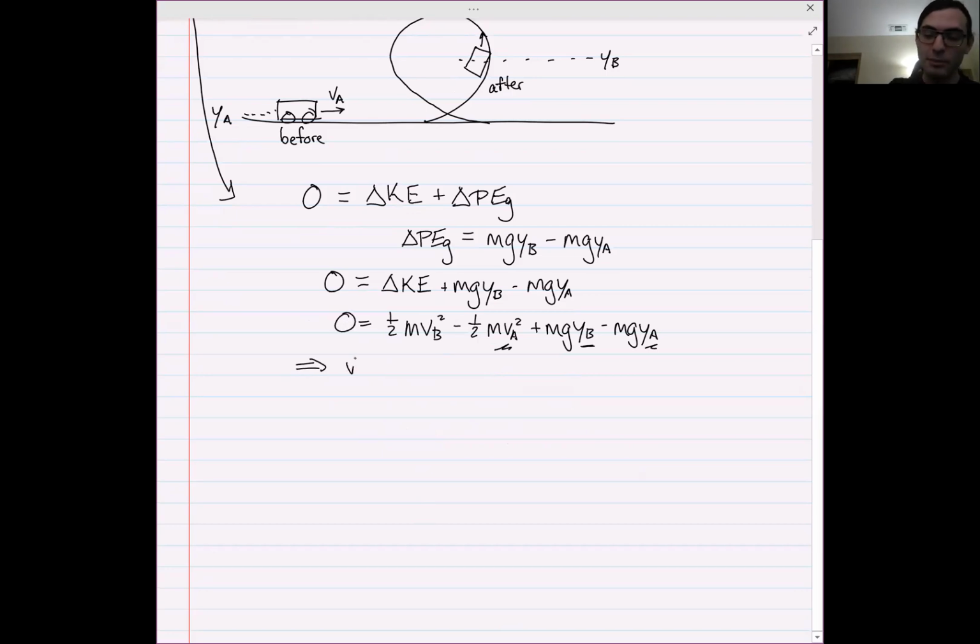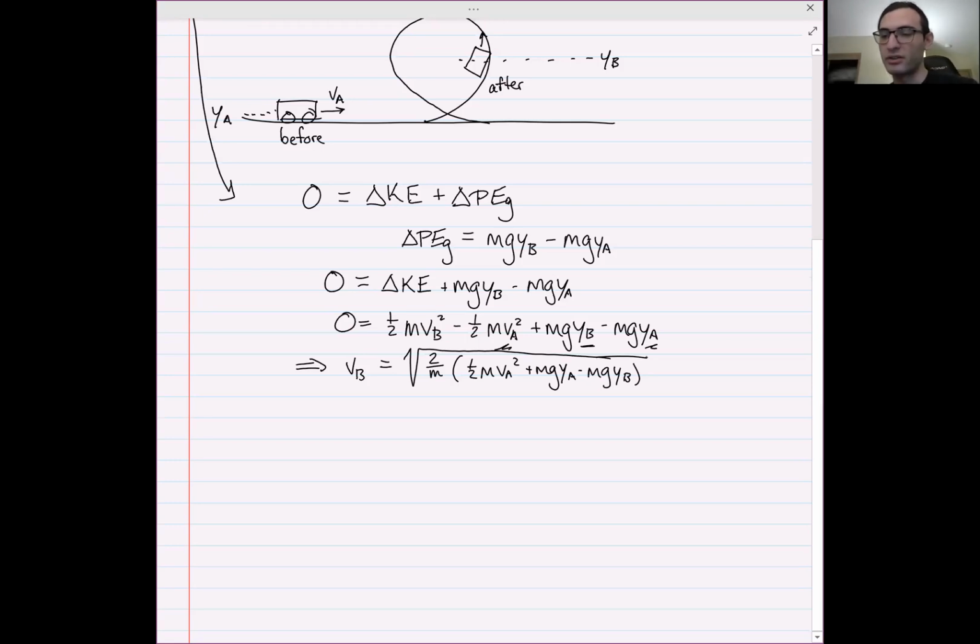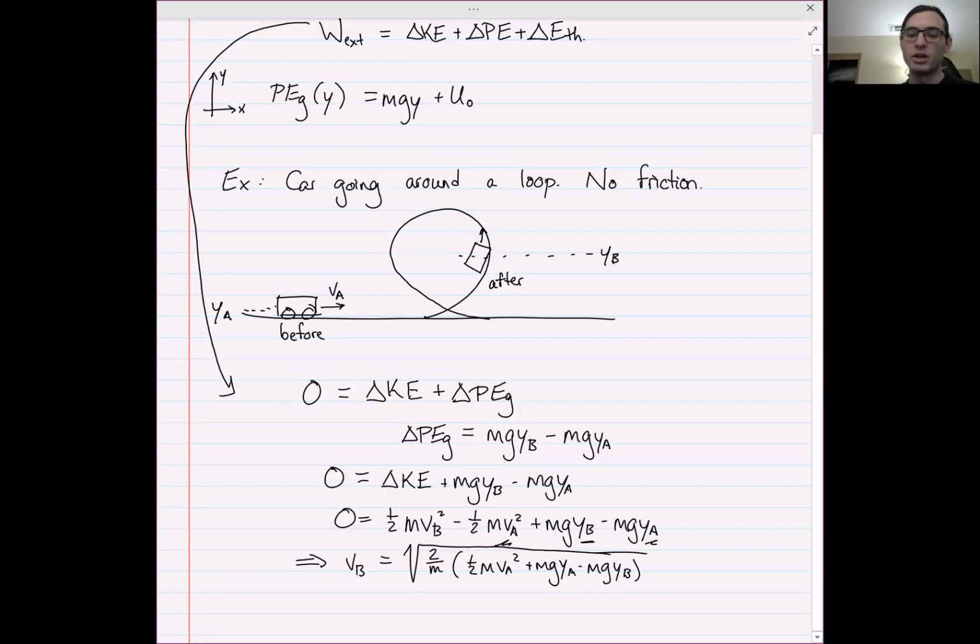we would find that vB is equal to the square root of 2 over m times (1/2 mvA squared plus mgyA minus mgyB). This is not tricky algebra, I just moved everything over to the other side, multiplied by 2, divided by m, and took the square root. Yes, using conservation equations, there's no work, but there's a change in kinetic energy and potential energy. Right. That's the whole point.